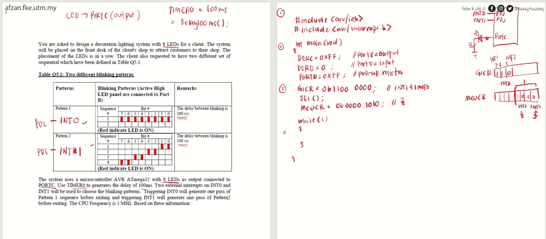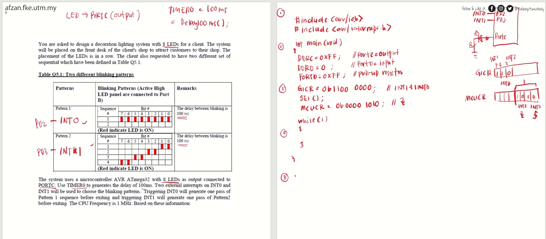Then step number 5. What is step number 5? Since now you are using the ISR, step number 5 is you need to create your ISR, which is the interrupt service routine. Make sure that the name of your ISR is correct, according to the ISR vector table. In this case, we're going to use INT0 and INT1.